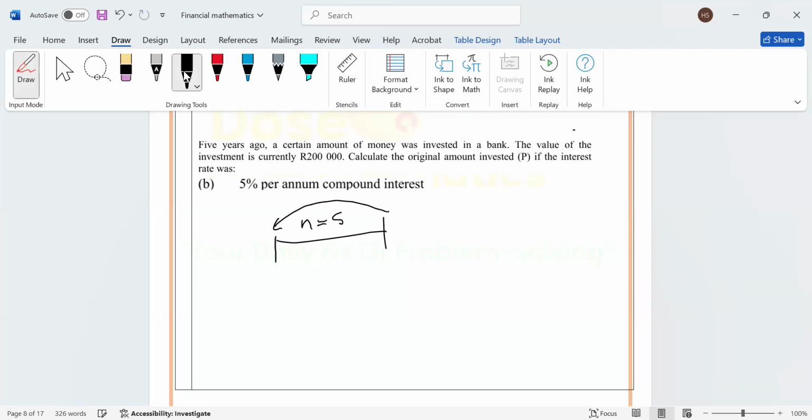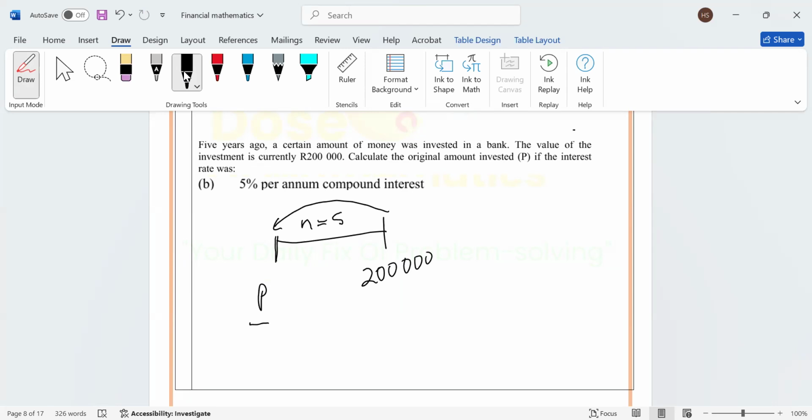Now, what is going to be that amount? The present value, I'm going to put it here. We don't know. The value of the investment currently today, which is what we started, is 200,000. Calculate the original amount, which is P. We don't know what this P is.